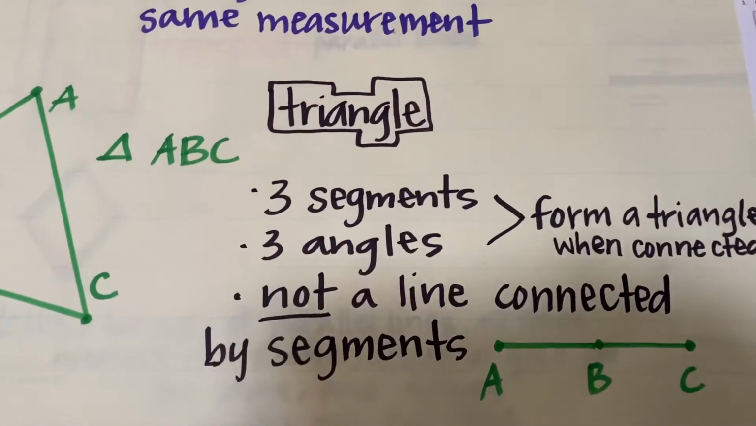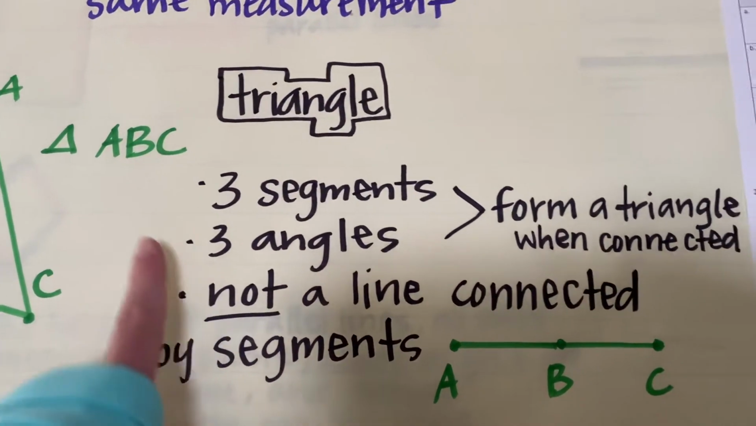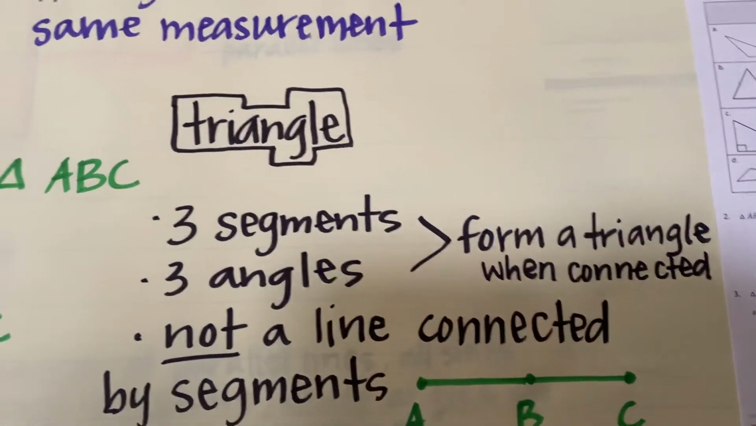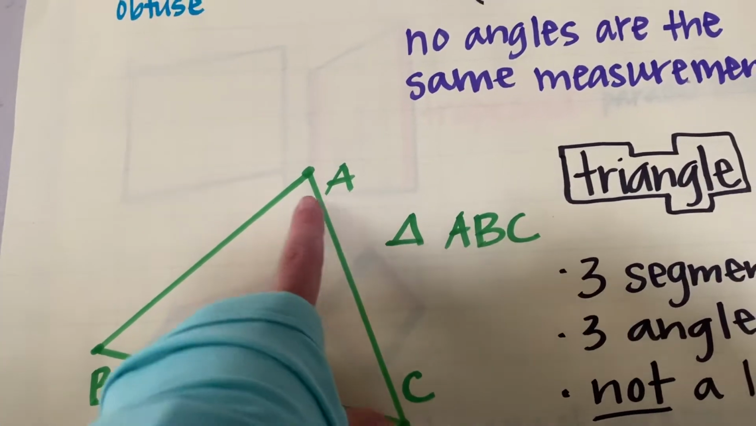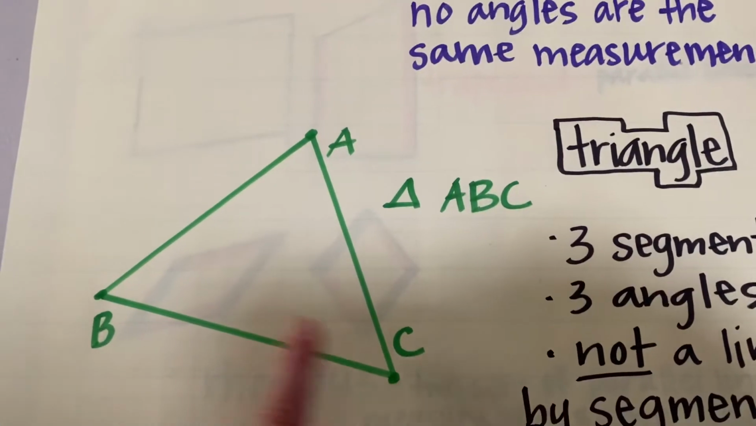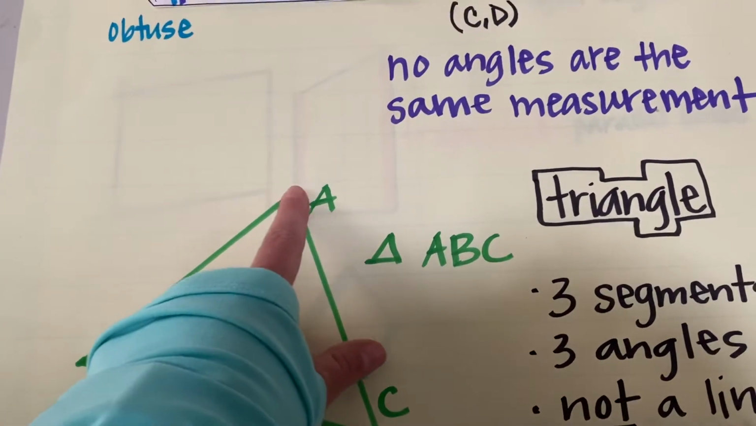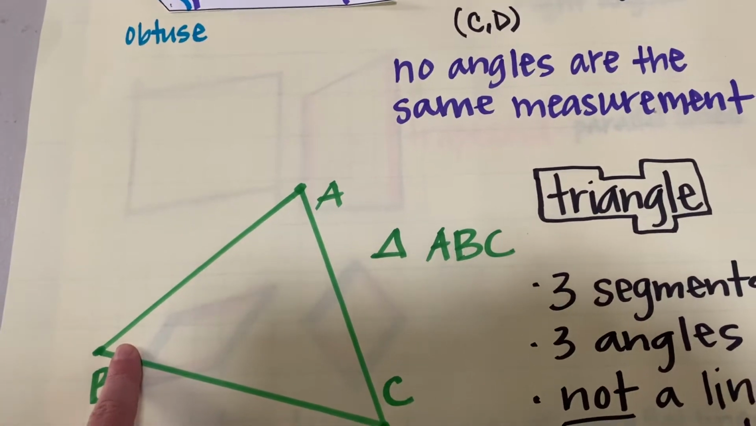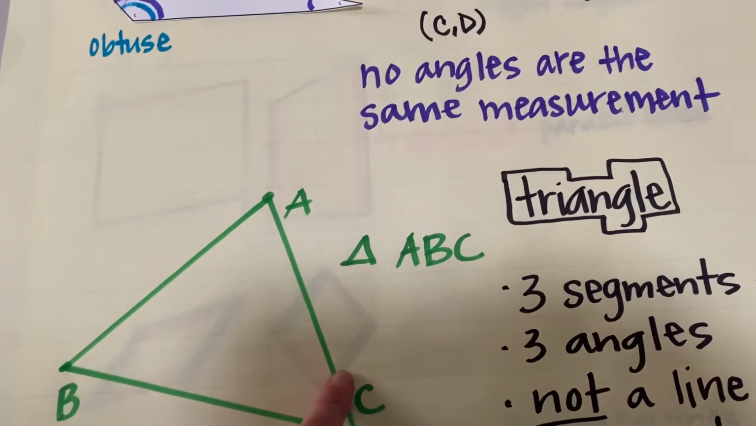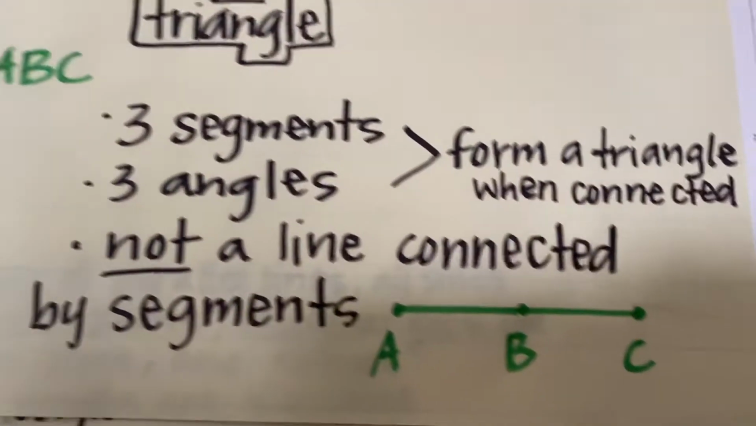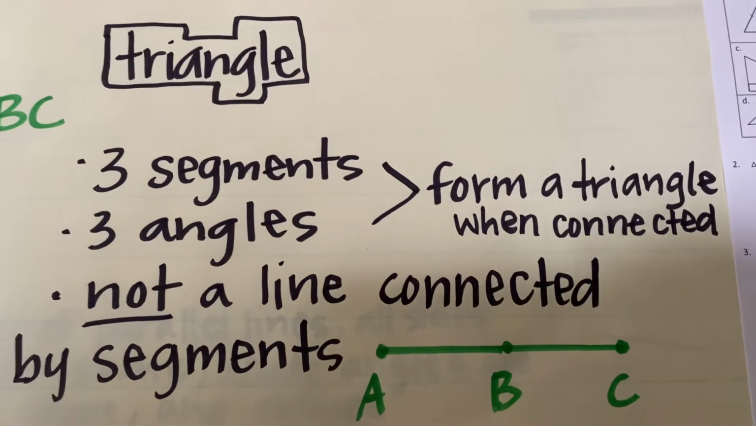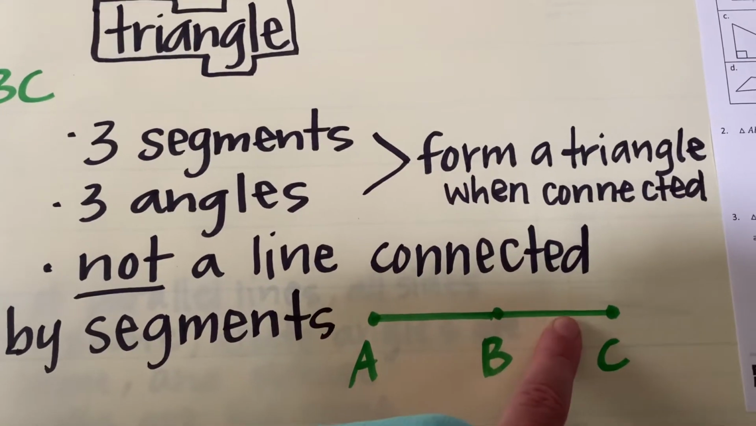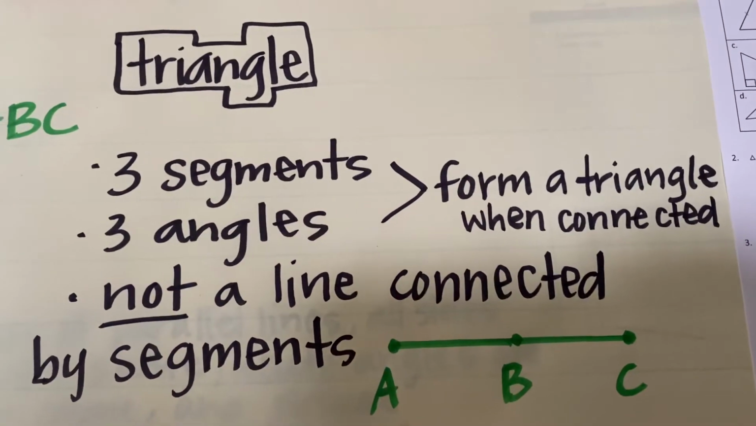So each one is a different side length. What then is a triangle? A triangle is three segments and three angles that are connected together. They form a triangle. So we see our label is triangle ABC. Here's a point, point, point. There are three segments, and when I connect them together, they will make three angles, and they're not on a line. Remember, this is our line that we learned before. This is not a triangle. It does have three segments, but they're not connected together to form the triangle.